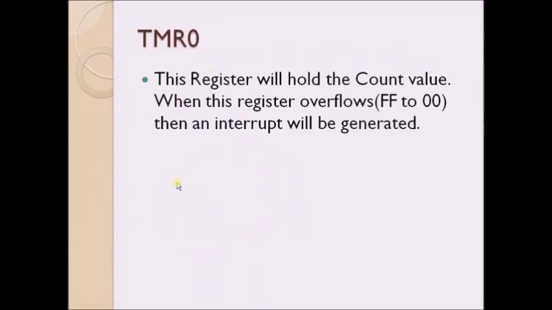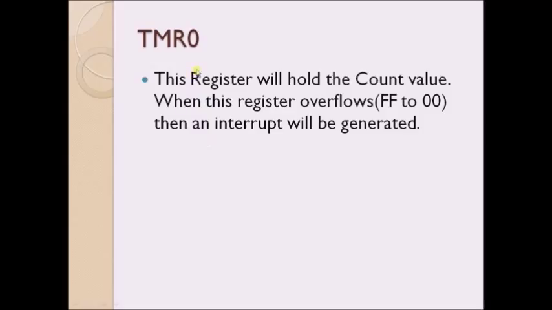Now we have one more register, that is Timer0. This is the register which is going to hold the count value, whether it is used as a counter or as a timer. If this peripheral is used as a counter, this register holds the count value of the external clock pulses. If we are using this peripheral as a timer, then it will hold the count value of the internal clock pulses.